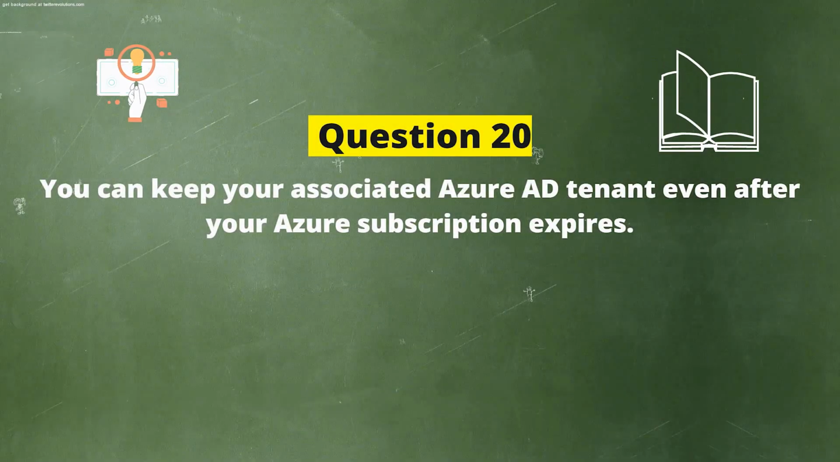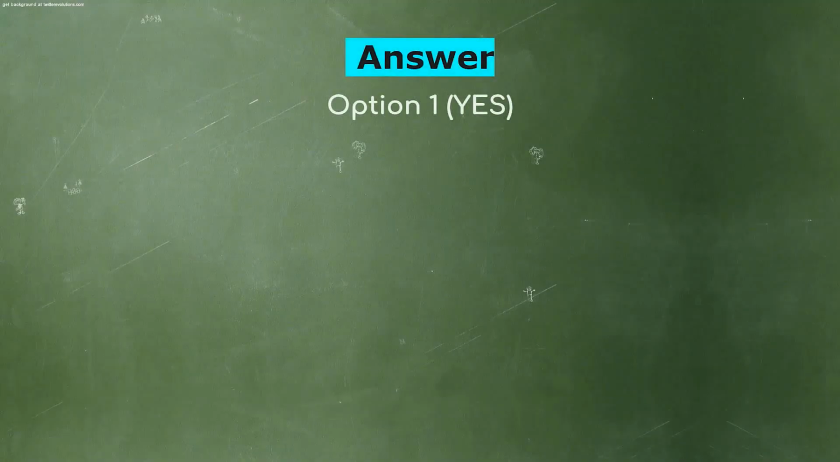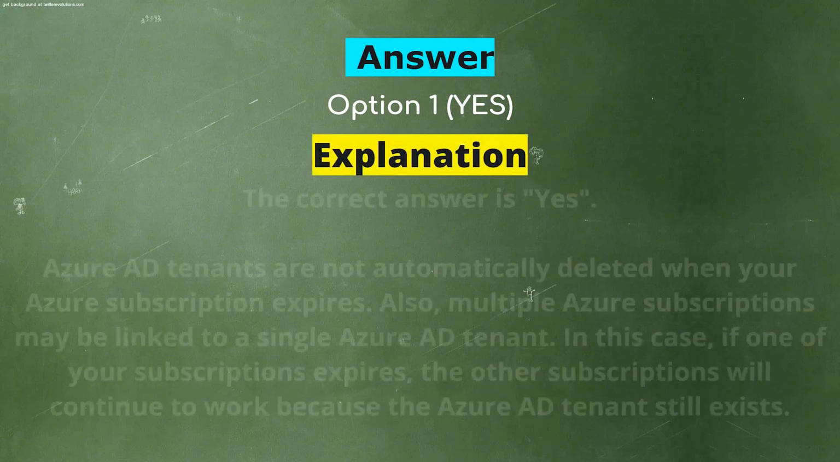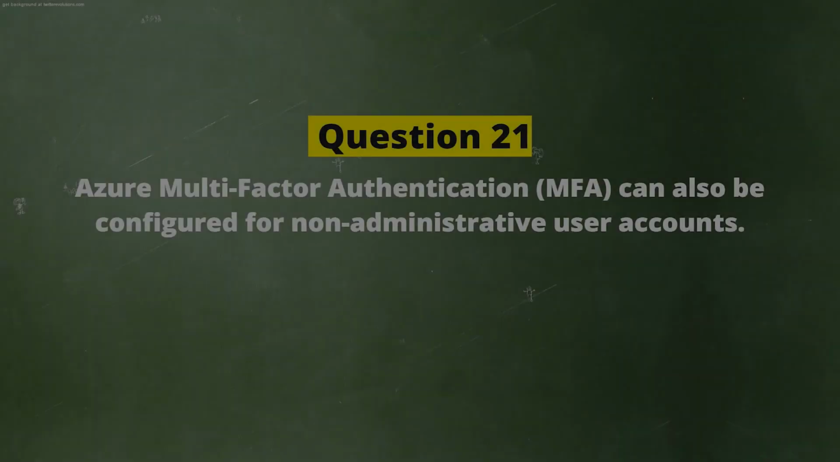Next question. You can keep your associated Azure AD tenant even after your Azure subscription expires. Is it yes or no? And the correct answer is, it is yes. Explanation. The correct answer is yes. Azure AD tenants are not automatically deleted when your Azure subscription expires. Also, multiple Azure subscriptions may be linked to a single Azure AD tenant. In this case, if one of your subscriptions expires, the other subscriptions will continue to work because the Azure AD tenant still exists.